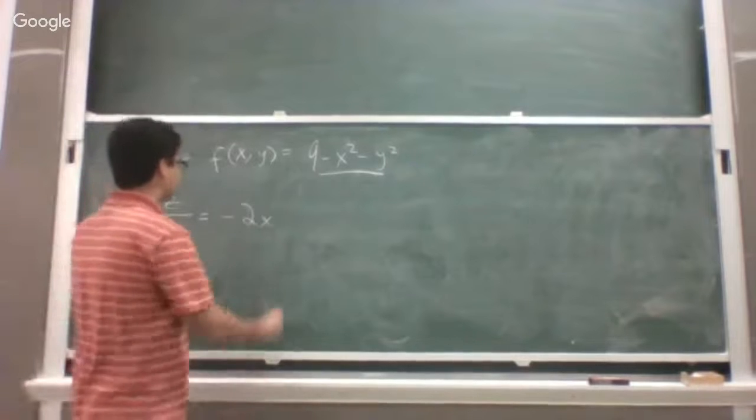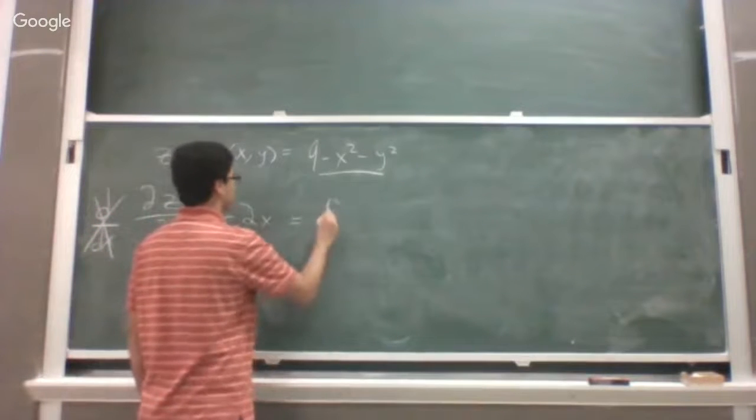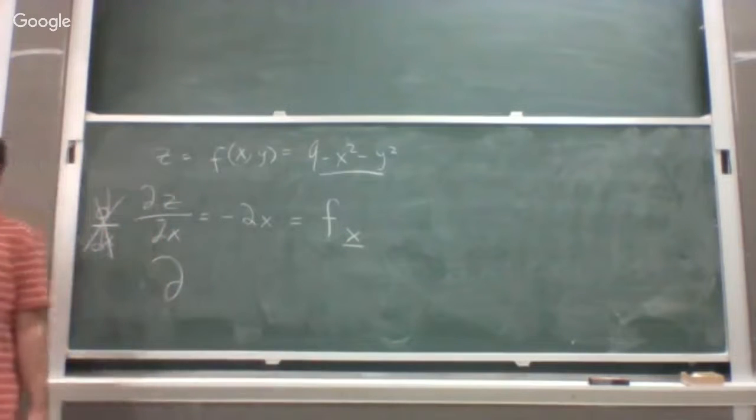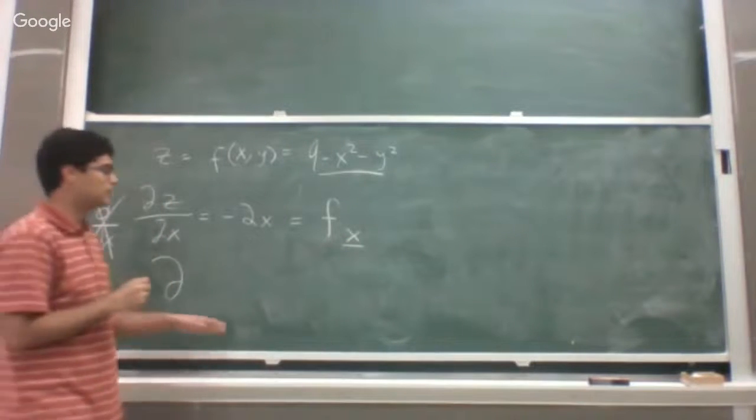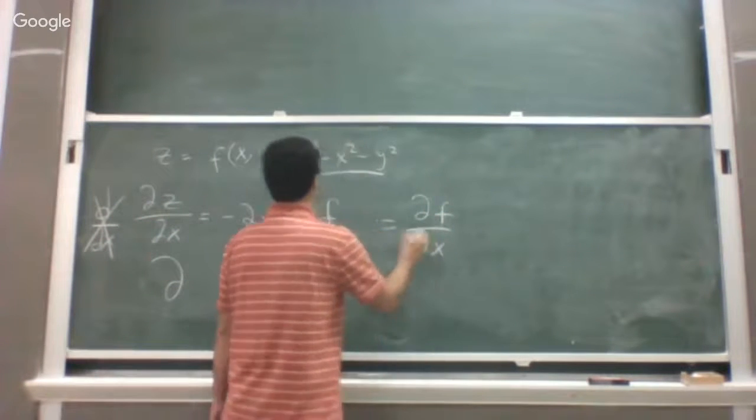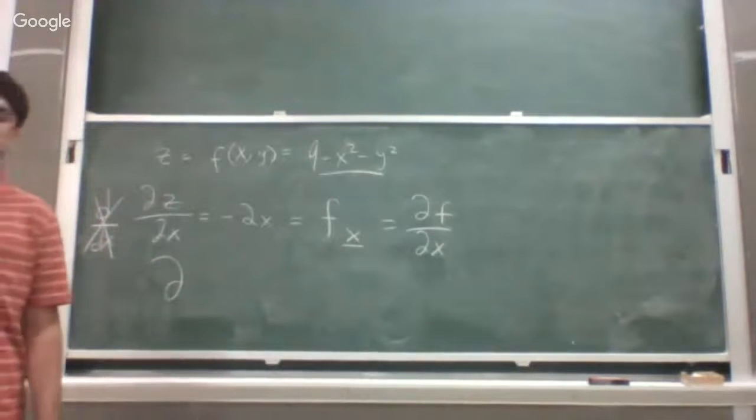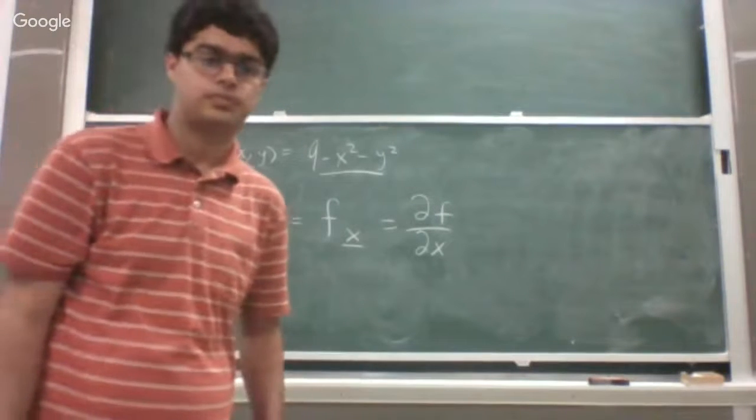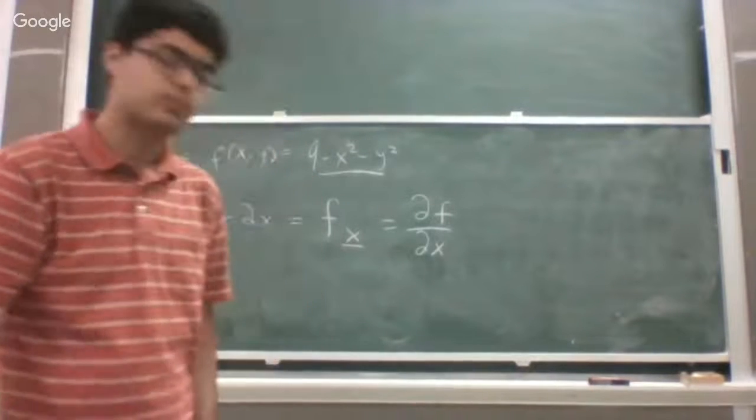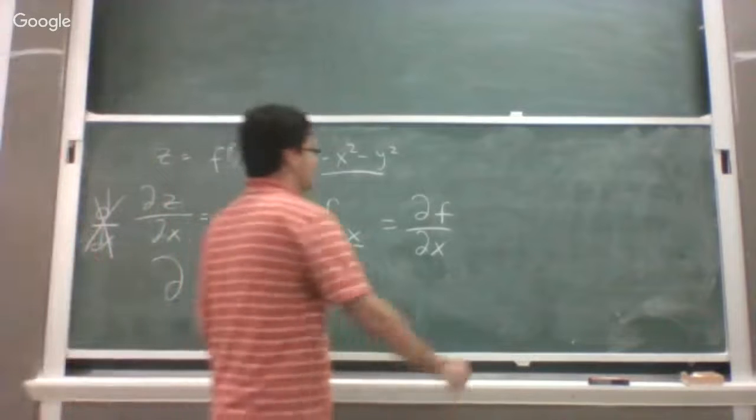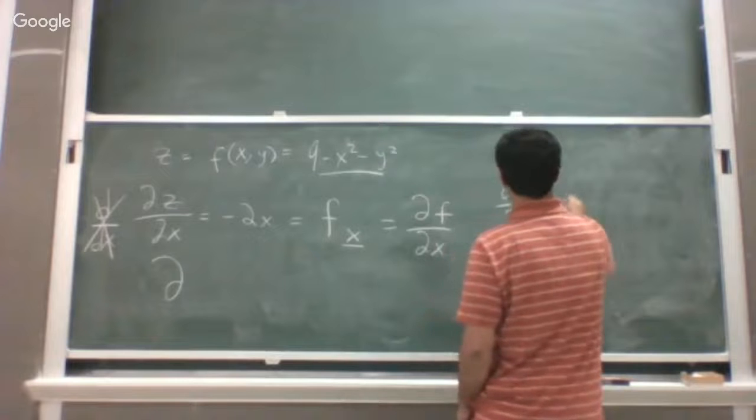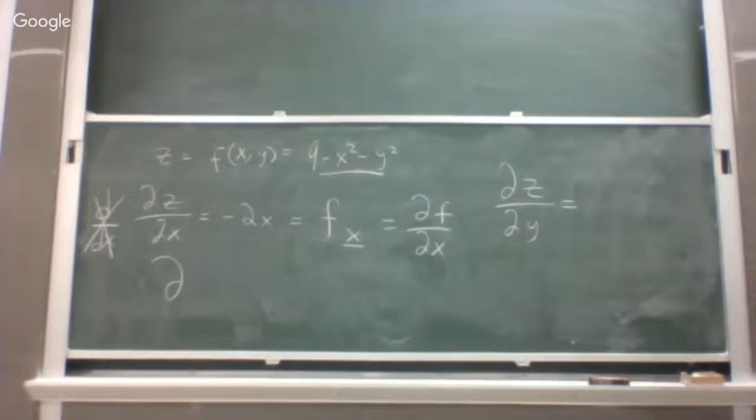This is also the same thing as the derivative of the f function with respect to x. So we write a little x on the side. That's another way of writing it. Or we could say the partial derivative of f with respect to x, because the function f is equal to z in this case. It doesn't actually have a name. So what would the partial derivative of z with respect to y be? Negative 2y. Yep.